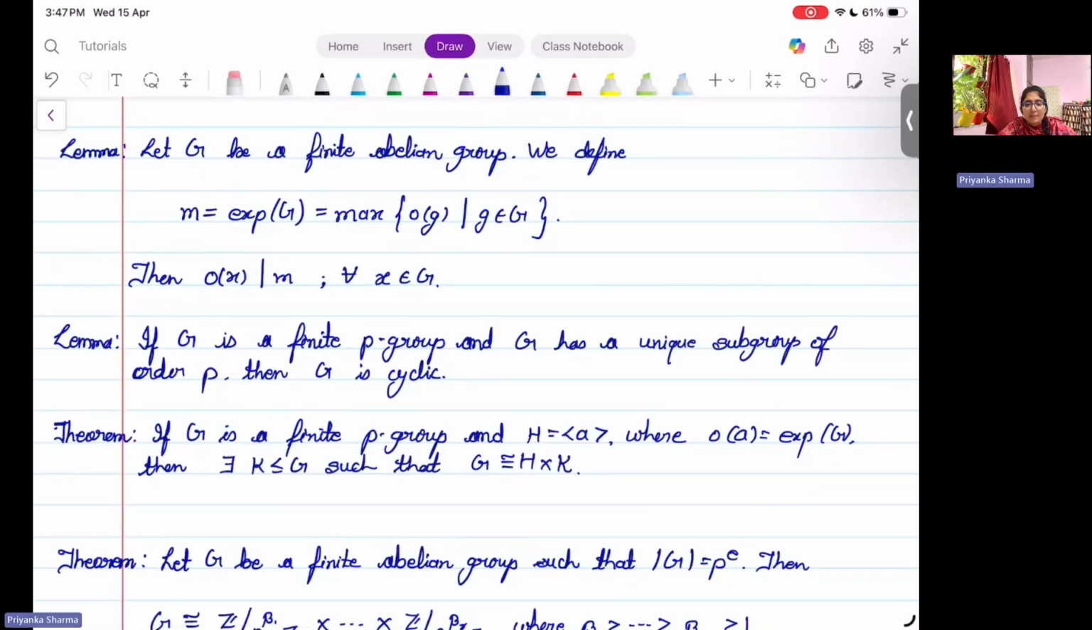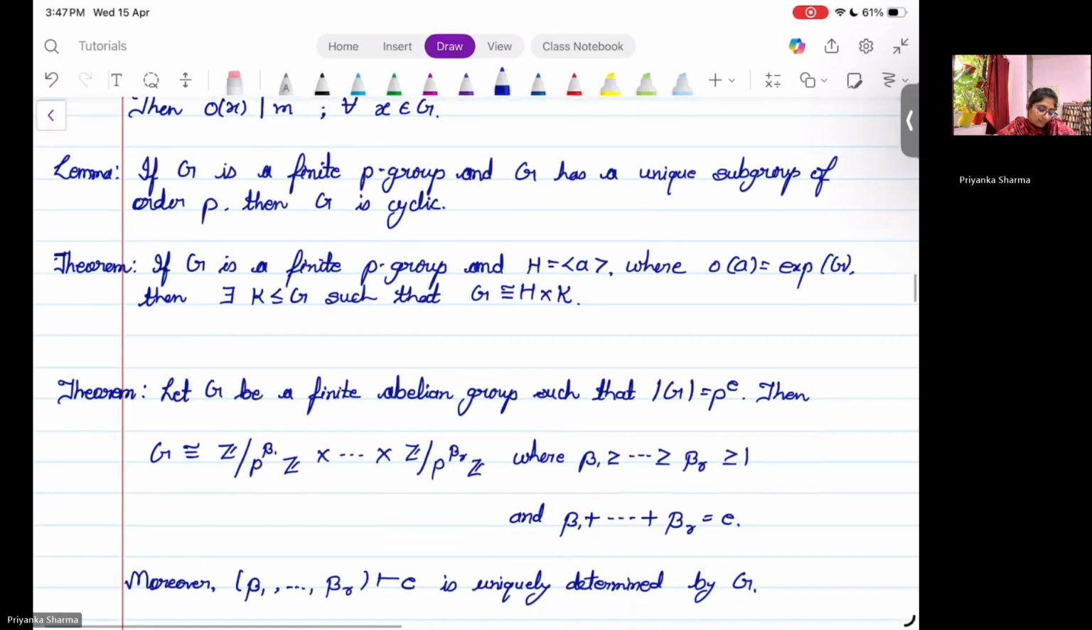Let G be a finite abelian group, then we define M, the exponent of G, which is the maximum possible order of elements in G. Then the order of X divides M, that is, the order of any element will divide the exponent of G. And if G is a finite p-group, that is, the order of G is some power of the prime p, and G has a unique subgroup of order p, then G will be a cyclic group.